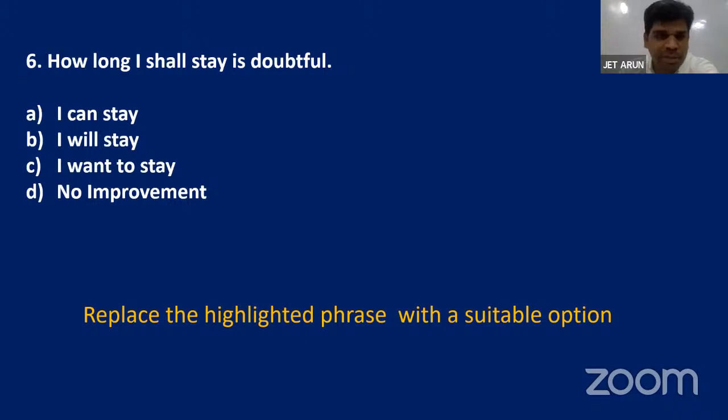Okay. Let's see. Jyoti says B, Sesha says A. No improvement. How long I shall stay is doubtful. D is absolutely right. Boy is absolutely right. Sharon says B. Okay, it's D, Sharon. The ones who have gone wrong, please correct yourself.